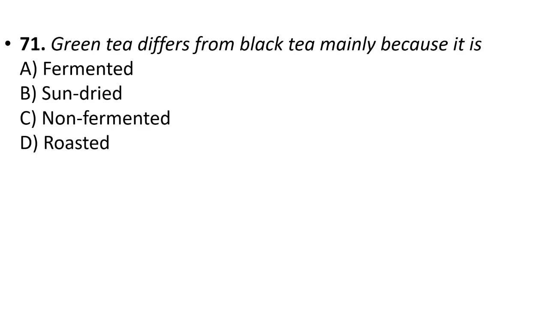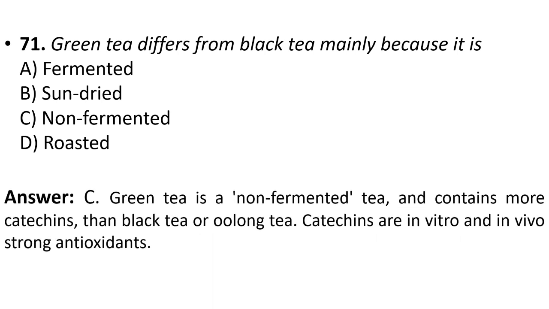71. Green tea differs from black tea mainly because of its fermented, sun-dried, non-fermented, roasted. Your answer is option C, non-fermented. Green tea is a non-fermented tea and contains more catechins than black tea or oolong tea. Catechins are in vitro and in vivo strong antioxidants.